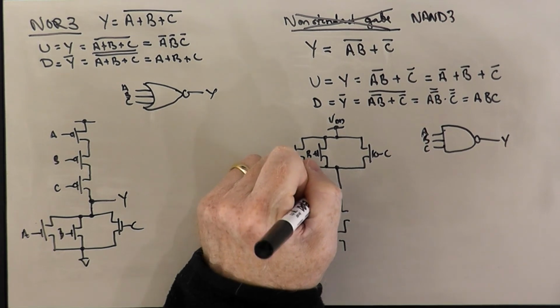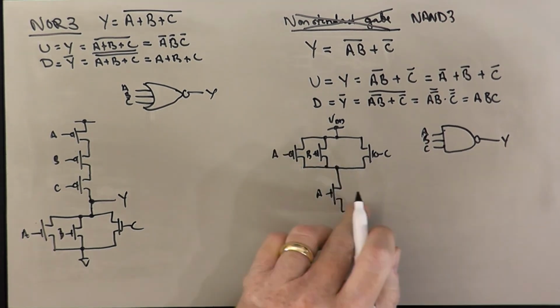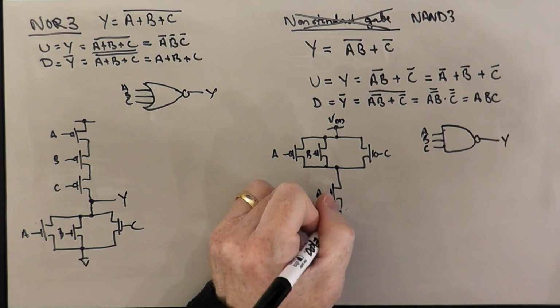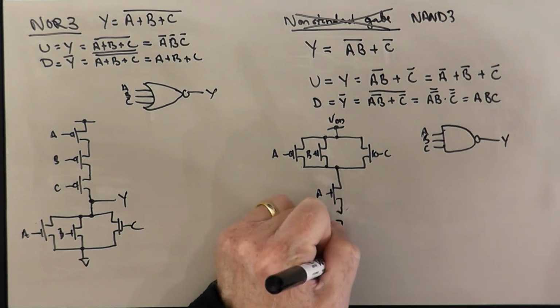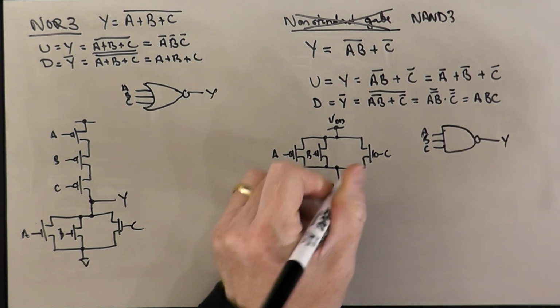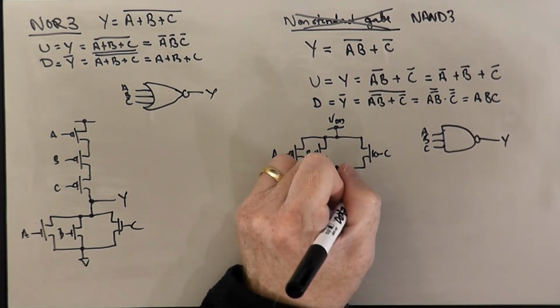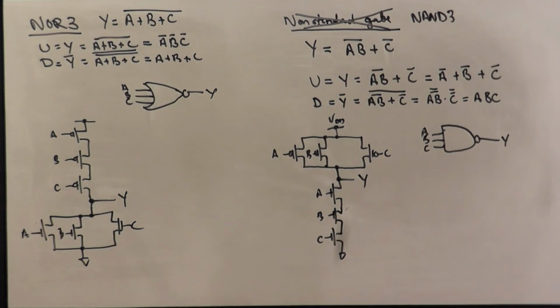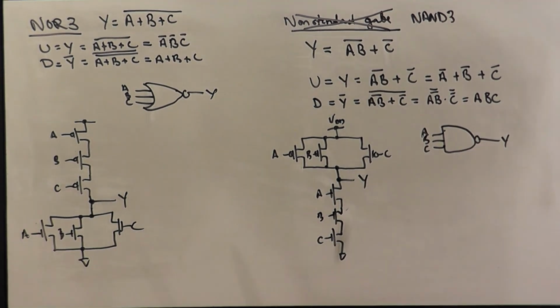So we get A, let's draw them all in the same direction here. B, C, and Y. So it's not quite as interesting as I had hoped it would be. But you get the general idea.